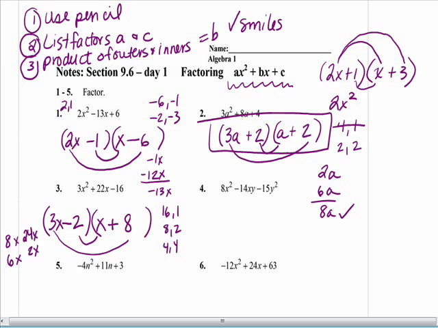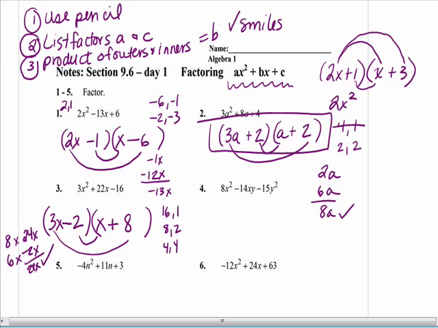Yes, Katie? On our homework, to check the smiles, can we do it in our head or should we actually draw it out? This is what I would expect on the first night's homework. I would expect you to write it out. I want to see the check. I want to see 4x minus 2x is 22x.